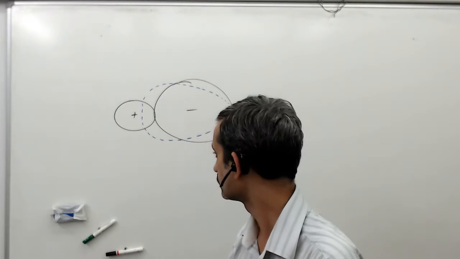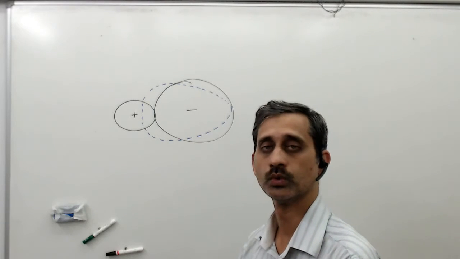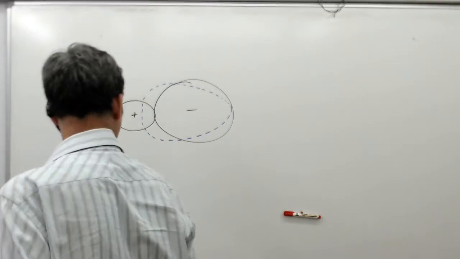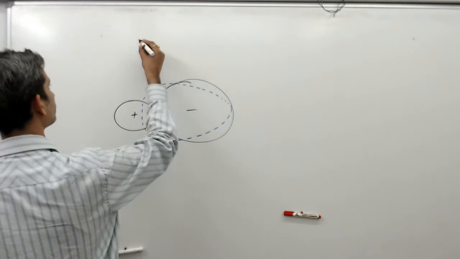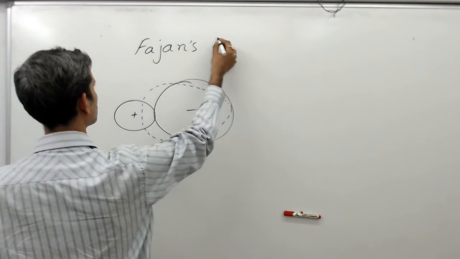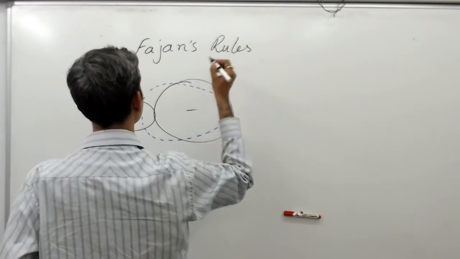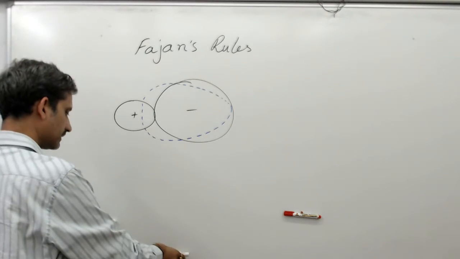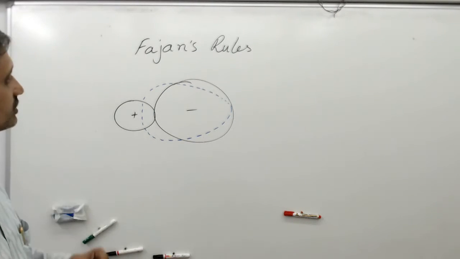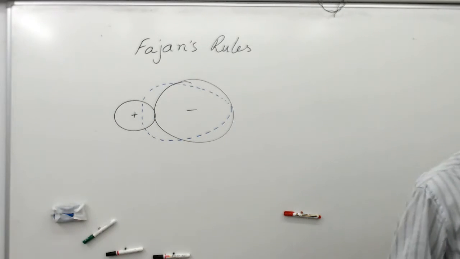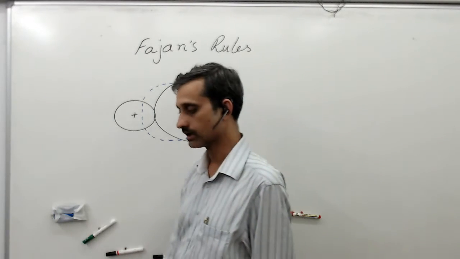A scientist whose name was Faience, actually the spelling is Fajan. It is not Fajan, it is Faience. But if you wish to call it Fajan, I don't care about it. These are Faience rules. Faience rules allow us to find the covalent character in the ionic bond.